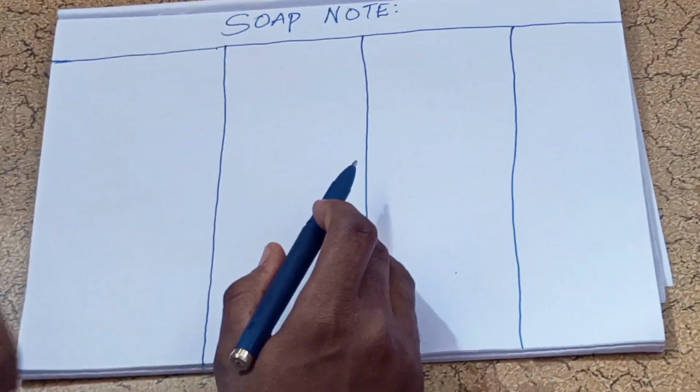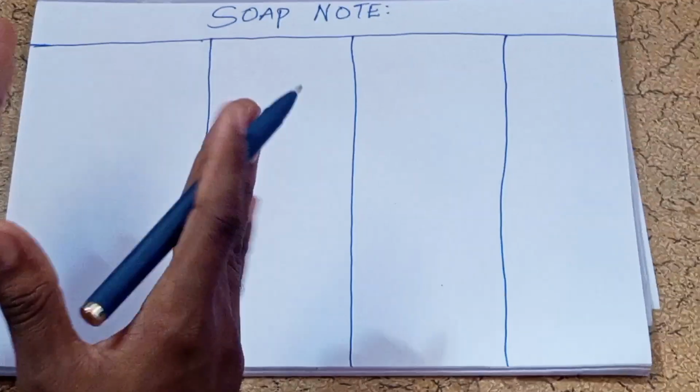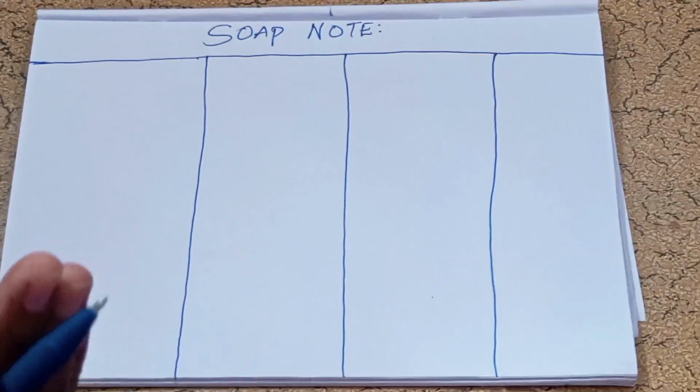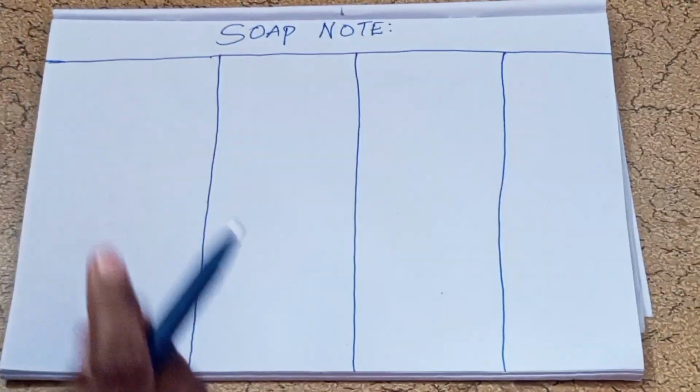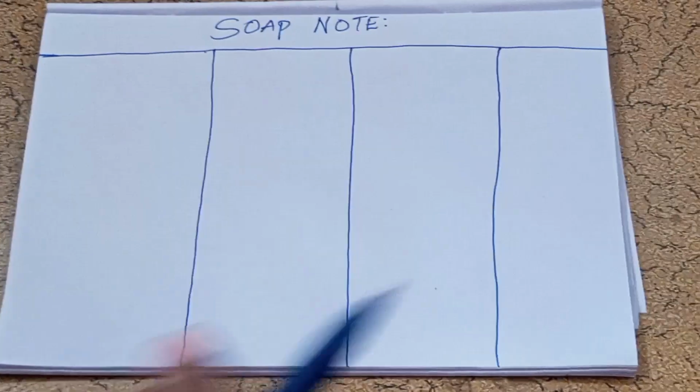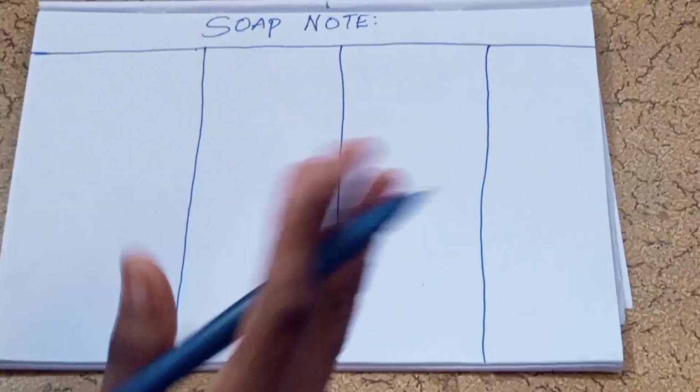So in today's video, we shall be discussing how to write a SOAP note. So what is a SOAP note? This is a method of documentation employed by healthcare providers writing out notes on a patient's chart on progressive treatment.